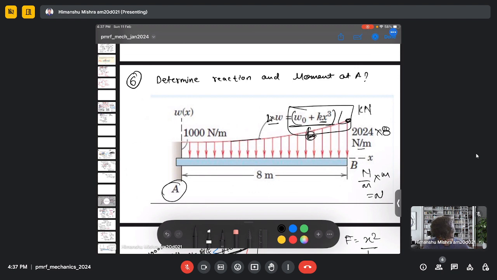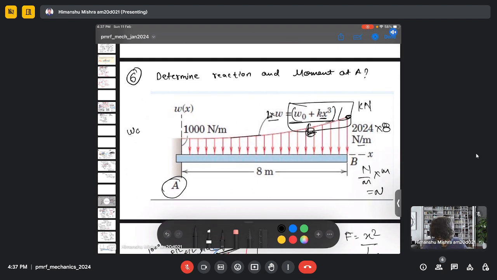No, the force at A is not zero because the distribution is actually given by w naught plus kx cube. So here we cannot simply multiply by 8. In order to find the force here, you need to use this distribution. So at x equal to 8, the force at B will be given as w naught plus 8 cube k. This will be the force at B.